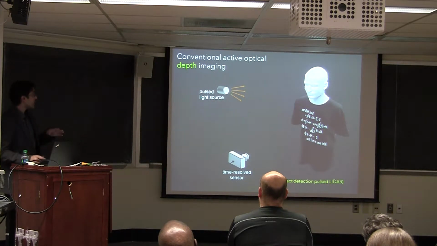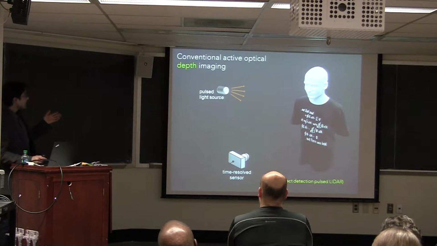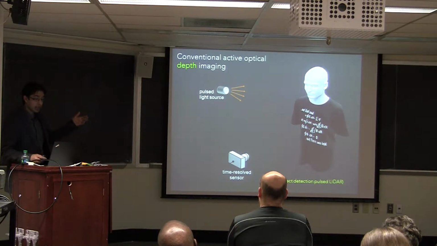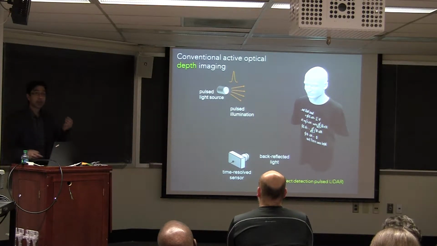Now, let's switch our attention to capturing depth information, because we're going to capture reflectivity and depth together. A conventional system for forming a depth map of a scene would now use a pulsed light source, and it would have to have a time-resolved sensor. The scene is again illuminated, and some small fraction of the light is going to reach the sensor, and it's important that at that sensor we are time tagging the detection events of the light.